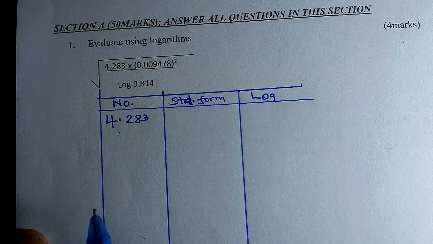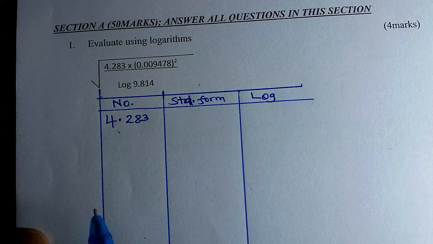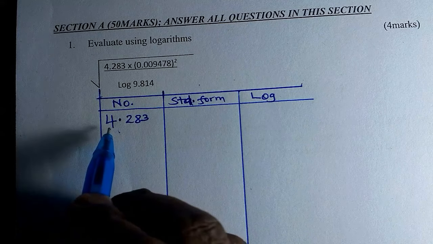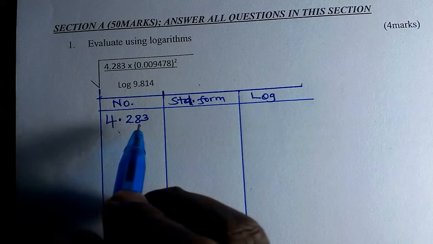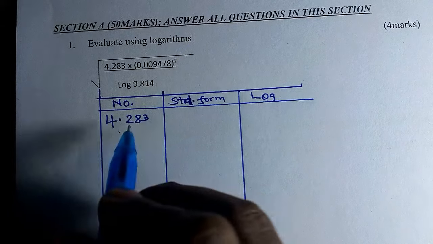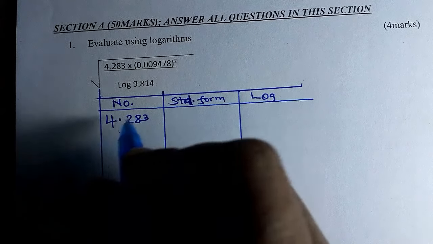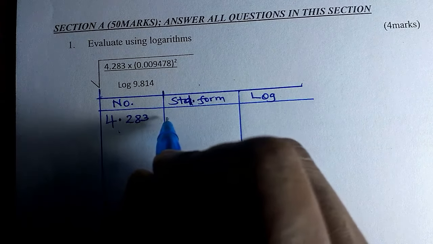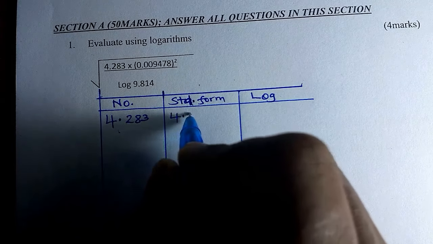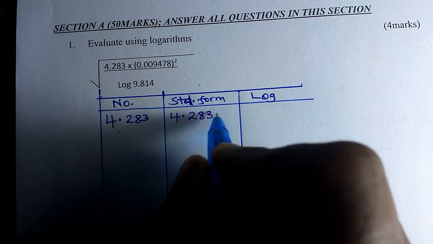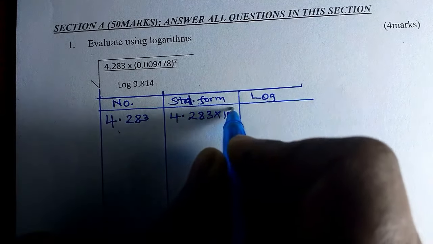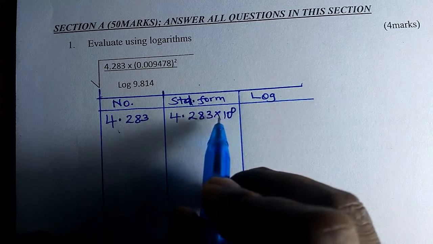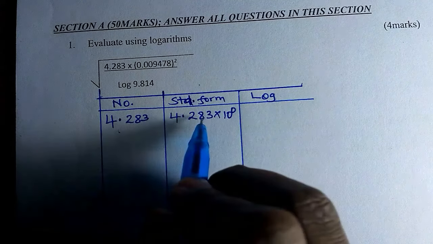I hope you know how to write a number in standard form. A number is in standard form if the first digit is between 1 and 9.9. So 4. So it means we are not going to write anything here. It will remain the same, but we are going to introduce the powers. This one is 4.283 times 10 raised to power 0. Remember, when you raise a number to power 0, the answer is always 1. So this is this number times 1. It is that number.